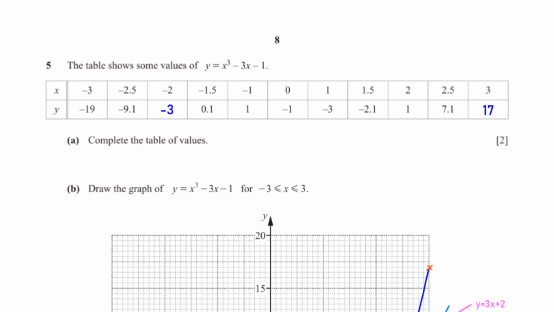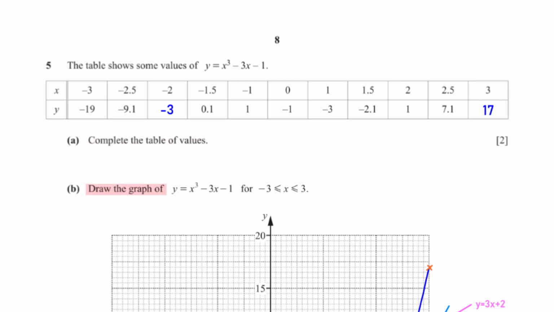The table shows some values of y equals x cubed minus 3x minus 1. Complete the table of values. When we plug in x equals -2 into the equation, we get y equals -3. For x equals 3, we get y equals 17.